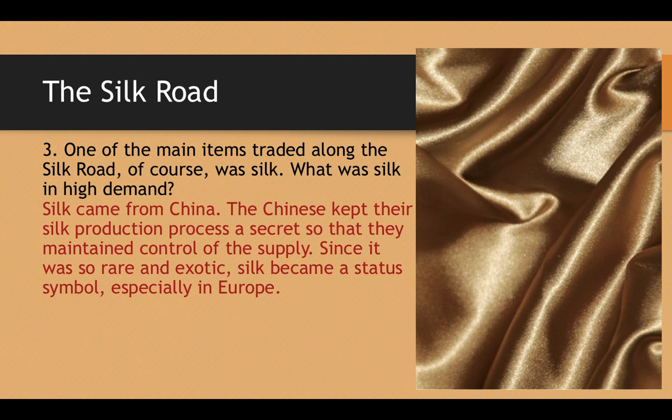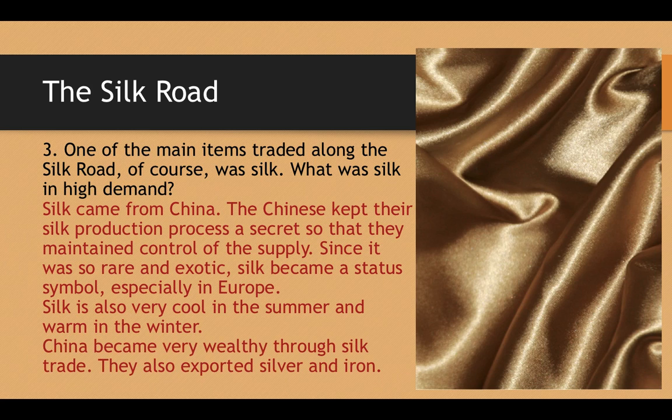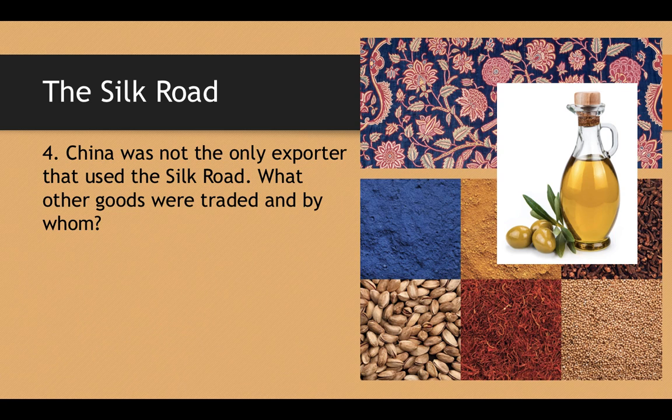Okay, and since it was so rare and so exotic, and also because it was just pretty, silk became a status symbol, especially in Europe. Silk is also very cool in the summer and very warm in the winter, so it serves a practical purpose. And because people loved silk so much, thought it was so pretty, so practical, so rare and exotic, China became super wealthy through the silk trade because everyone in Europe wanted silk and they were willing to pay big bucks for it. The Chinese also exported silver and iron along the Silk Road, and the Silk Road was really what made China so prosperous during this time.